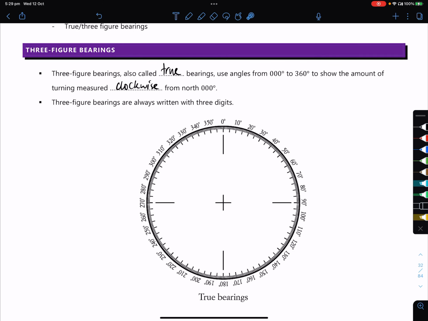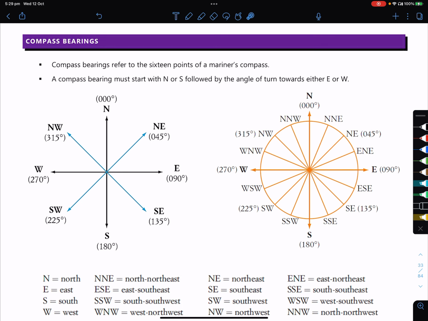So basically, every angle is going to start from here, and it's going to turn this way until it reaches a certain point. And let's just say we hit this way, and that angle will be like 125 or so. Okay, so it's always starting from a northerly direction, going in a clockwise direction until it hits some kind of angle. And that's always our bearing. But that's only true bearings, whereas we've also got compass bearings.